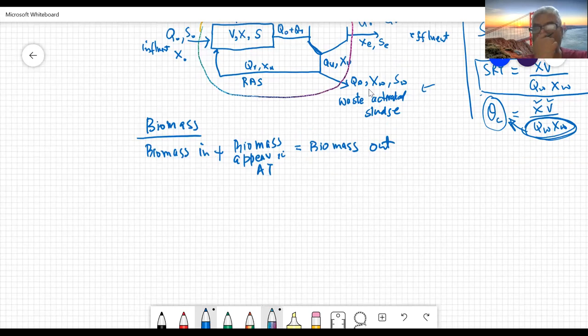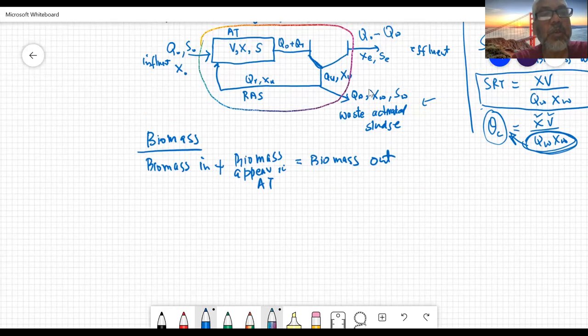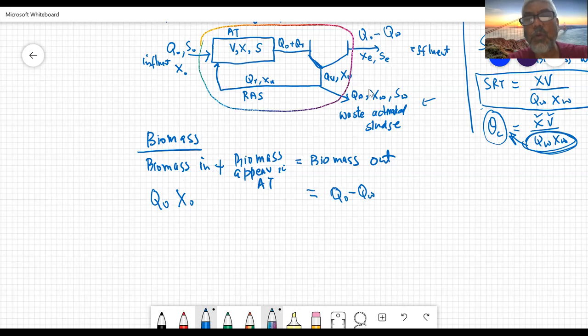So let's see what biomass is coming in. In the influent, in terms of mass, not concentration, biomass is coming in as Q0X0. Okay, this is coming in. And how much is going out? Biomass goes out from two places: one from the effluent and one from the sludge we are wasting. The biomass going out from the effluent is (Q0 minus QW) multiplied by XE, plus from here QWXW, right?